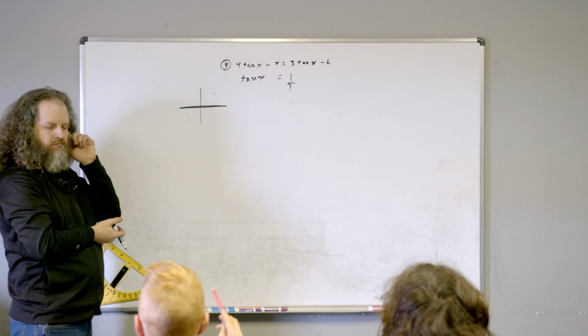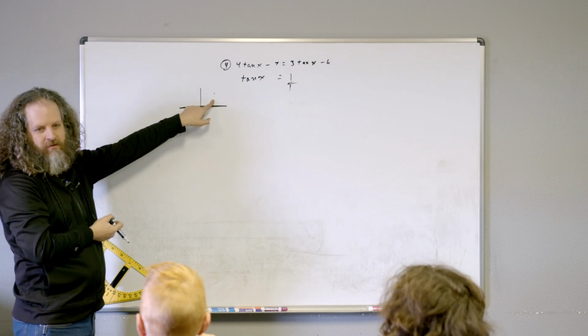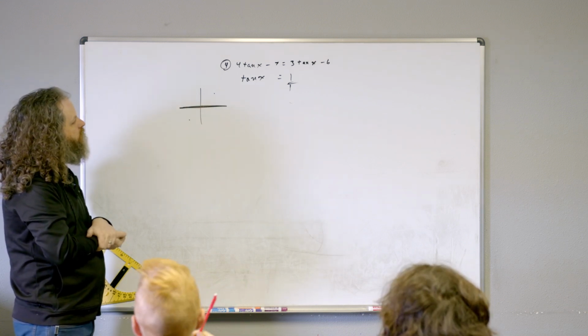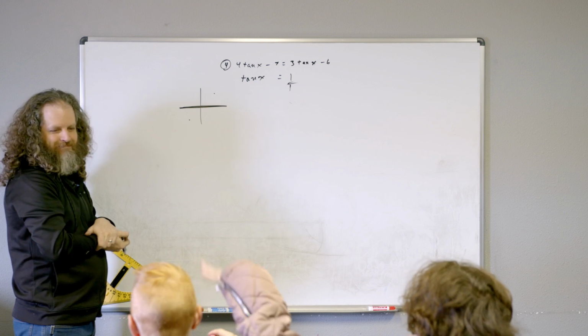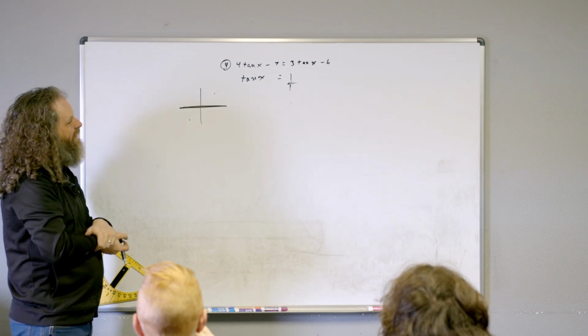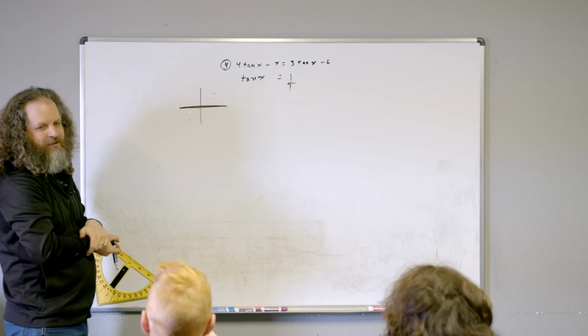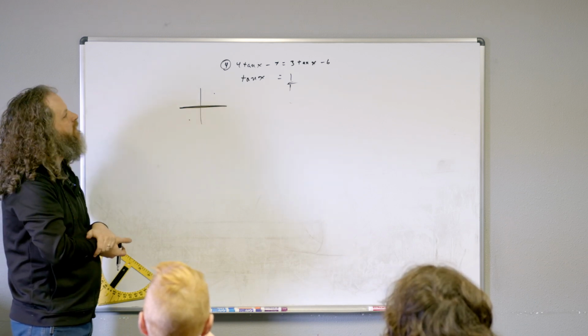Why is tangent positive in the top right? Everything's positive in quadrant 1. I did the blue: pi over 4 and 5 pi over 4, both plus pi n.